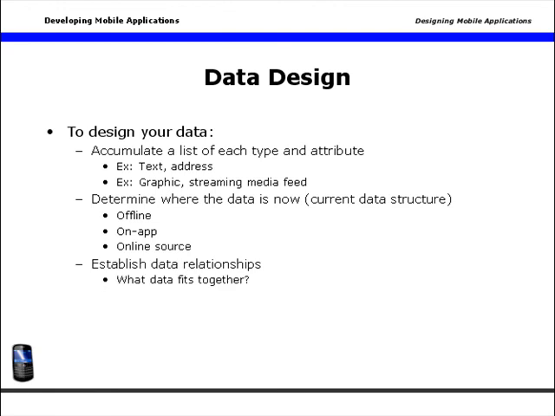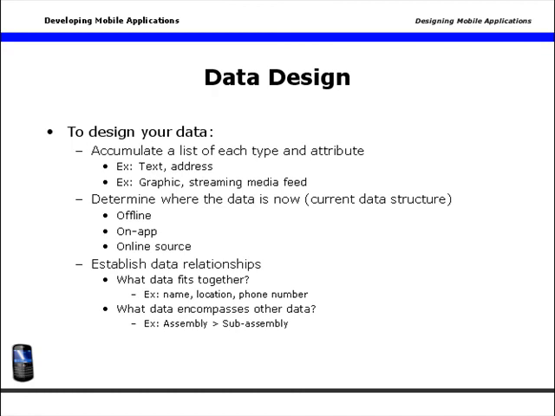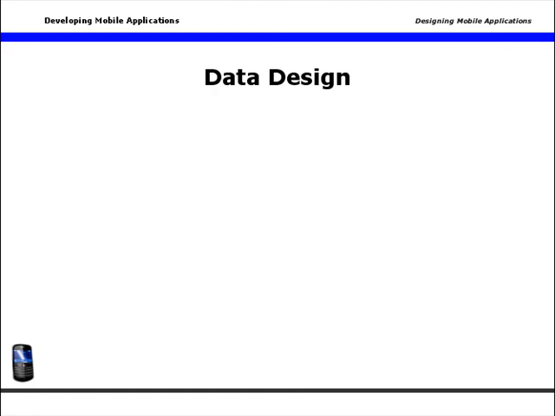What data fits together? For example, data with attributes name, location, and phone number might fit together with a particular record. Or you want to know what data encompasses other data. For example, an assembly might fit with a subassembly. You'll continue this process until you've dealt with each piece of data your app will use and its attributes.